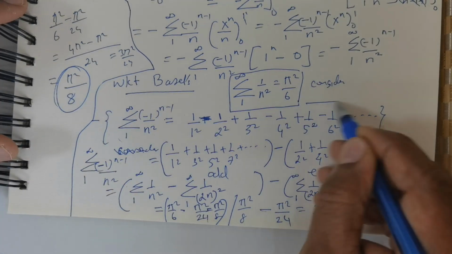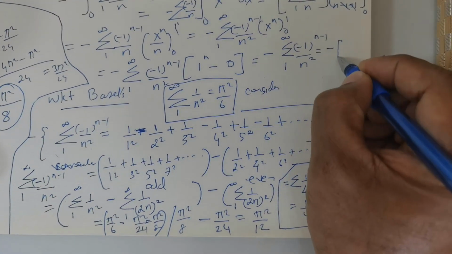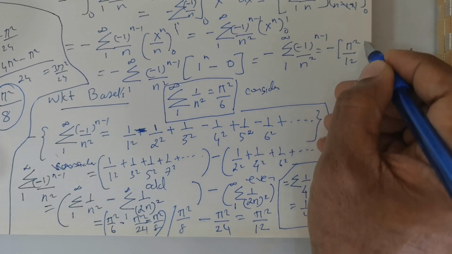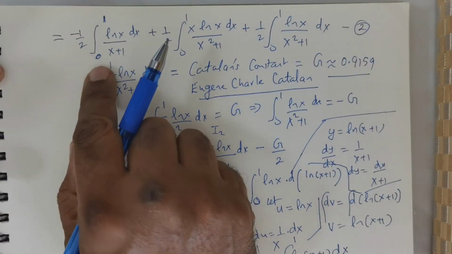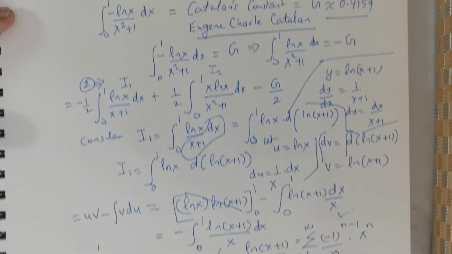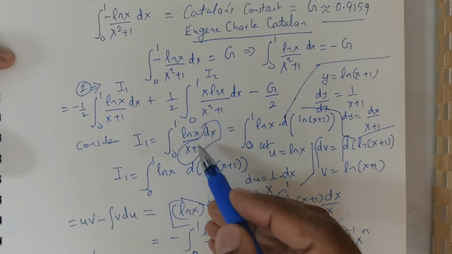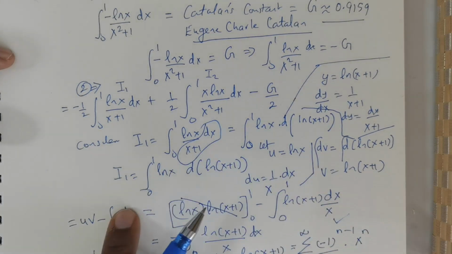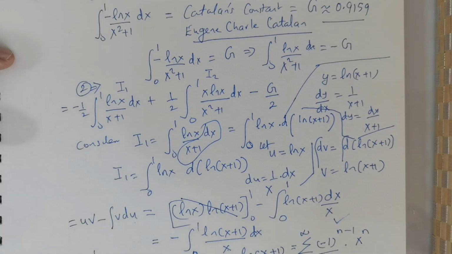So all these things are for your understanding. So this is equal to negative, substitute the value, pi squared over 12. Okay, so I have evaluated which one? This integral. Let me show you. This is the integral I have considered. So this integral I have considered and I have evaluated it, but that is not the end, right?